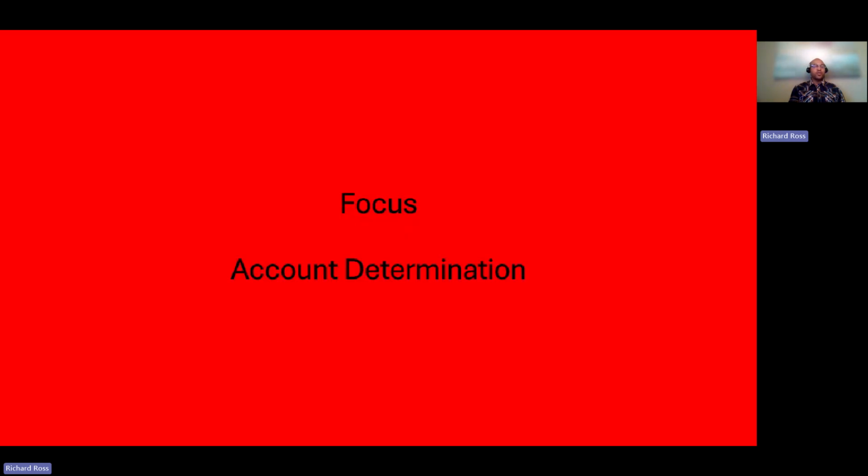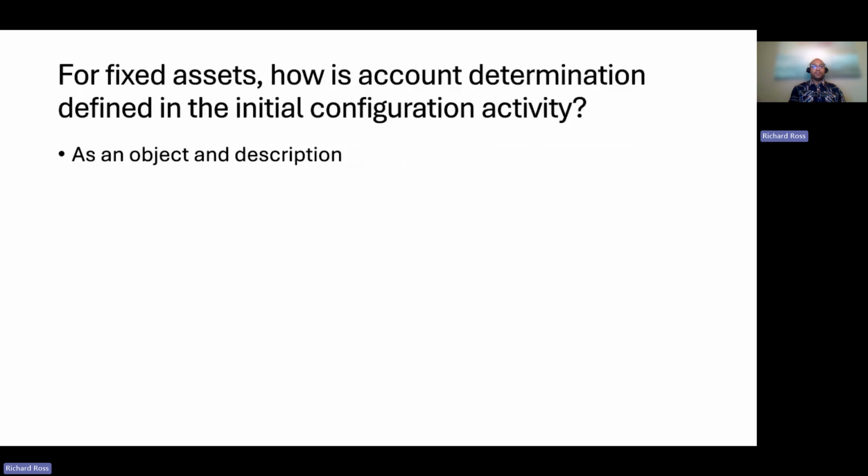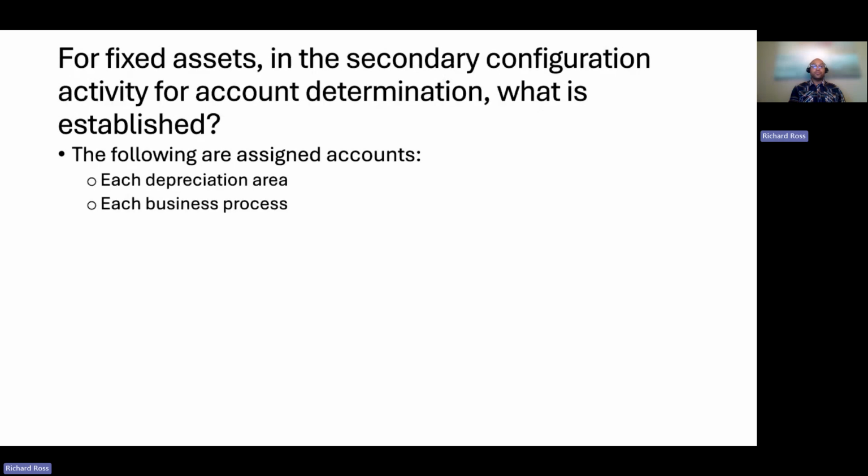Now we're moving on to account determination for fixed asset master data. What does account determination control? Which general ledger accounts receive postings from asset transactions? For fixed assets, how is account determination defined in the initial configuration activity? As an object and description.